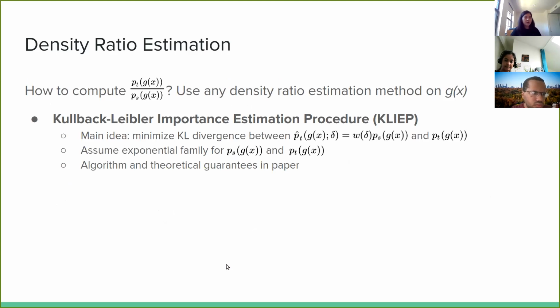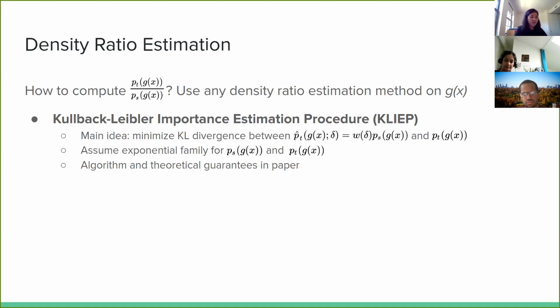So now that we've determined that we only need to reweight based on the density ratio of G of X, we just need to compute this. Algorithmically, any classical density ratio estimation method can be used on the slices. And in our work, we use what's known as the CLEAP procedure.